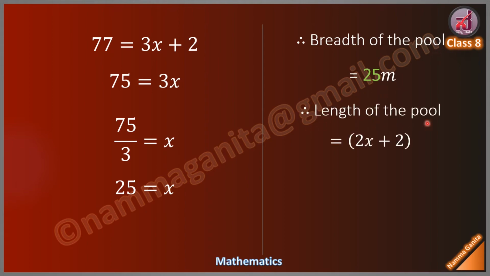Therefore, length of the pool is 2x plus 2. Substitute the values. 2 into x, x is 25, plus 2. 25 twos are 50. 50 plus 2, 52 meter.